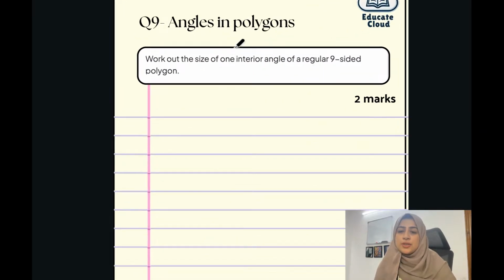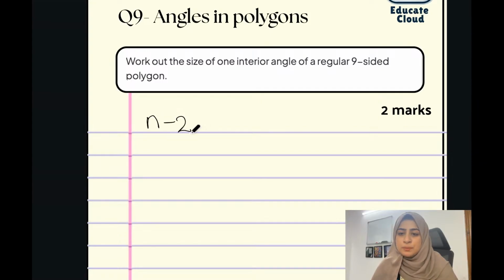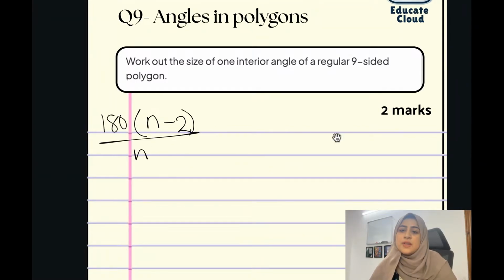Okay, this is an interesting one. A lot of people do struggle here. So one interior angle of a 9-sided shape. Now, remember, to find interior angles, we do have a formula where we do the number of sides, take away 2, and then times it by 180 and divide it by the number of sides.